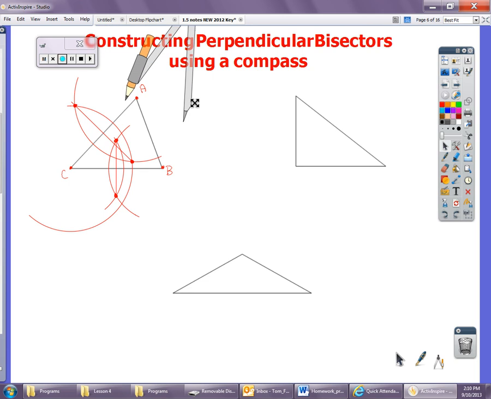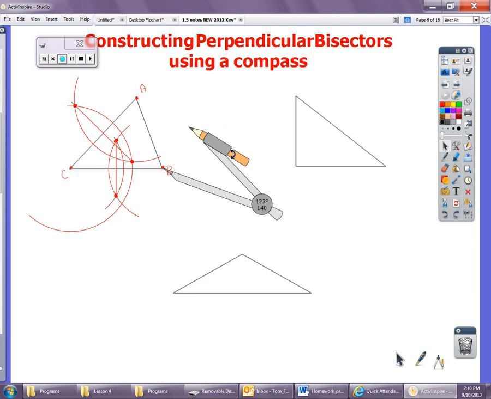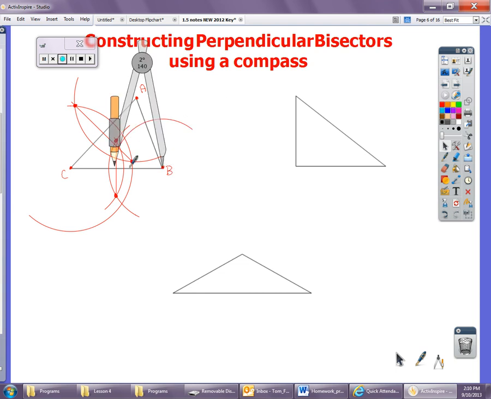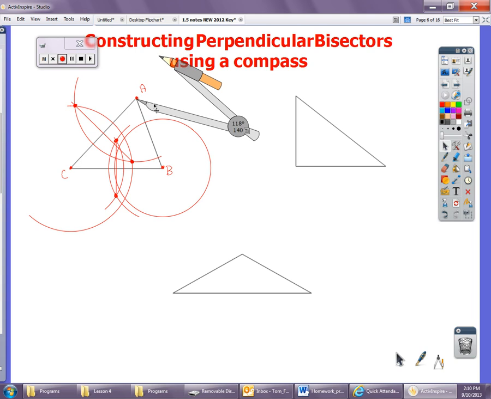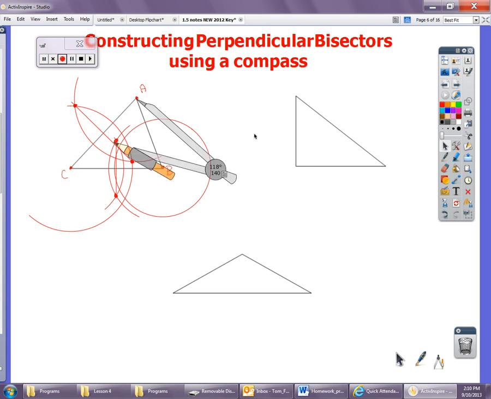And now I'm going to find the perpendicular bisector of AB. So I need to find it. I'm going to go a little bit more than halfway and draw my arc. So there's my arc. And then I go to this side. I keep the same setting. I draw my arc here. So we cross through here and right here.